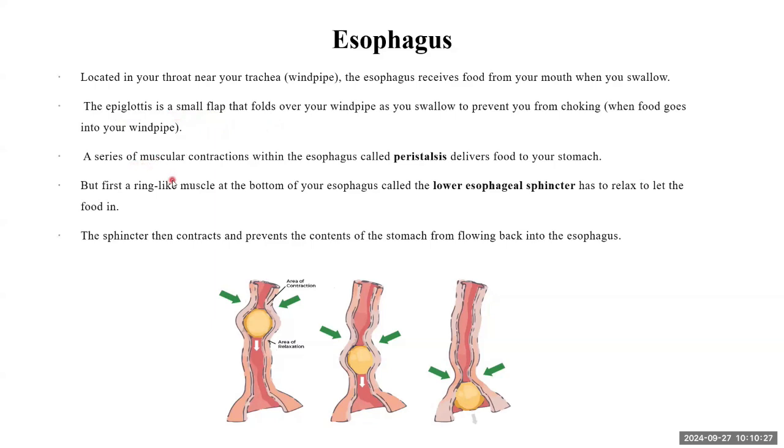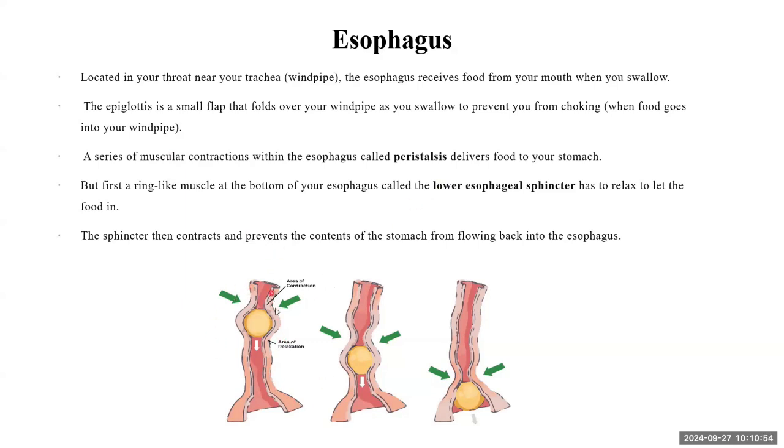A series of muscular contractions within the esophagus, called peristalsis, delivers food to your stomach. So basically, whenever we ingest something, we first chew it, then we just engulf it. It goes smoothly with the help of small contractions or movements that deliver the food into our stomach. That movement is called peristalsis.